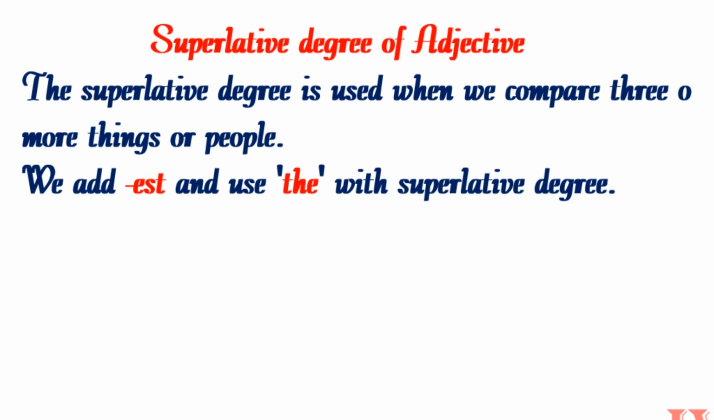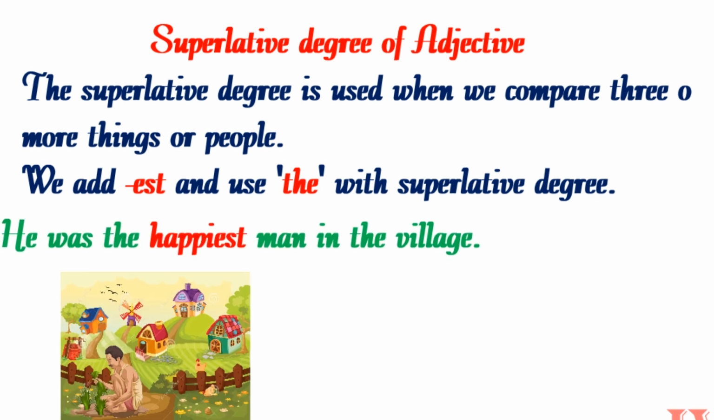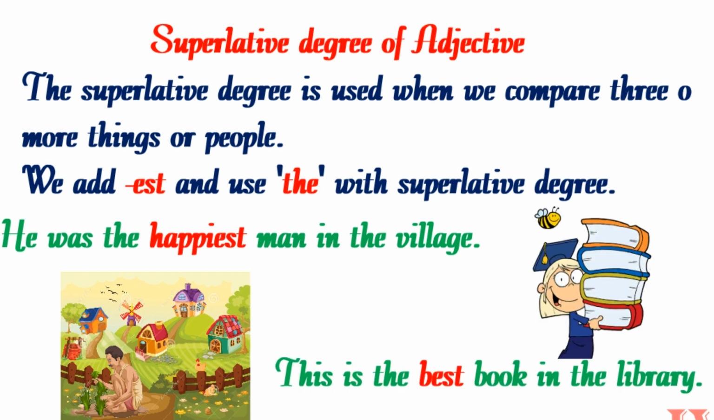Superlative degree. The superlative degree is used when we compare three or more things or people. We usually add est and use the with superlative degree. Example, he was the happiest man in the village. This is the best book in the library.